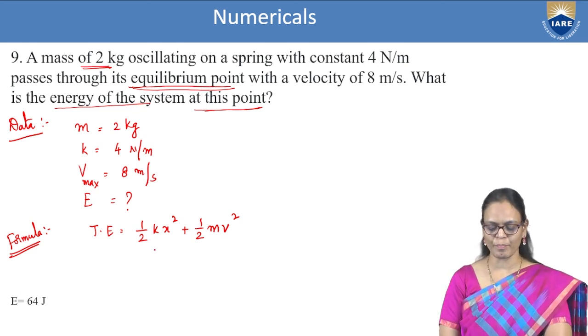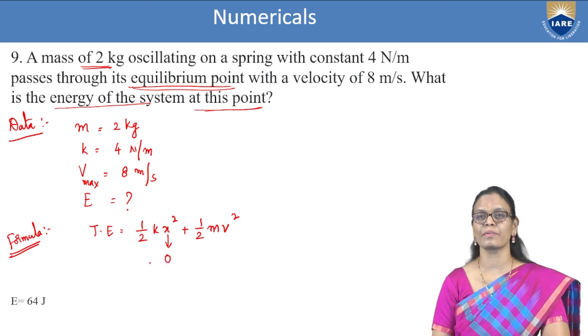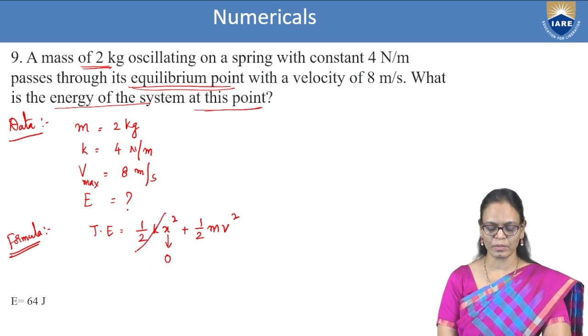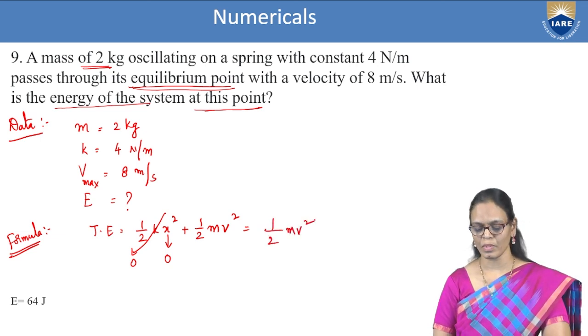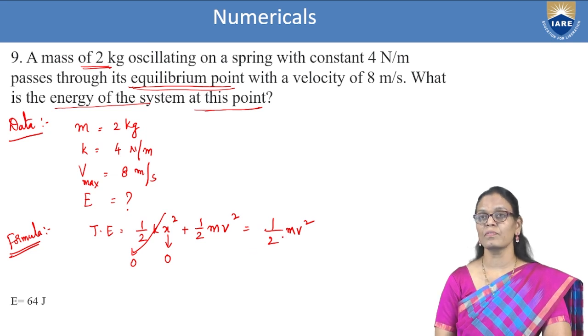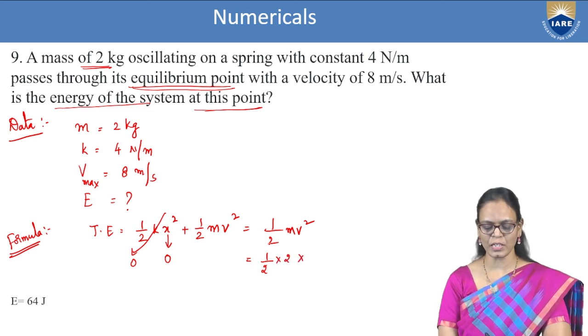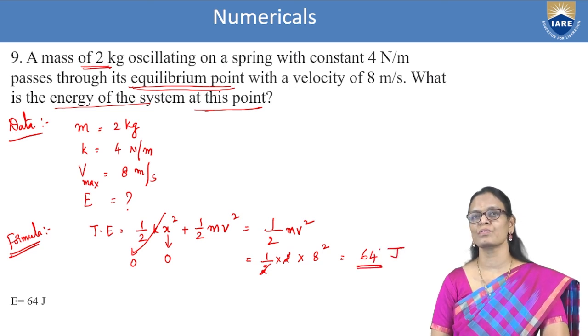So at equilibrium point, x is equal to 0. So the whole term will vanish and we have only half mv square. Okay. So now we will just substitute for the mass we have 2 and for the velocity maximum it is 8. So into 8 square. 2 will get cancelled. 8 square will be 64. So the energy is 64 joules.